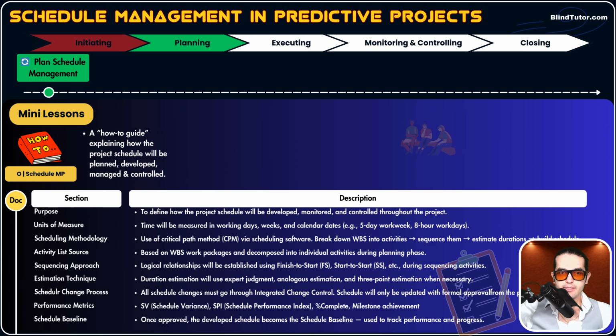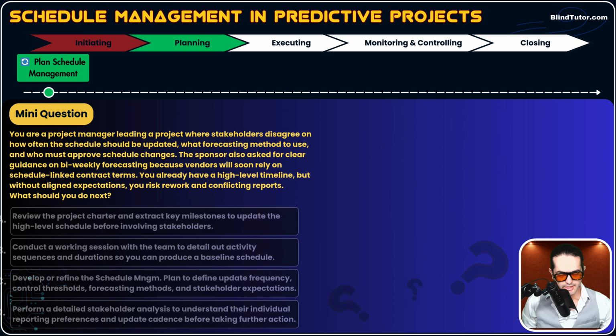And guys, all of these technical terms that are mentioned, for example, CPM, SV, SPI, FS, SF, we will cover everything related to schedule. So no worries at all. Okay, awesome. And this was the output of plan schedule management process. But let's have our first mini question for this process. Let's get it done. Mini question.